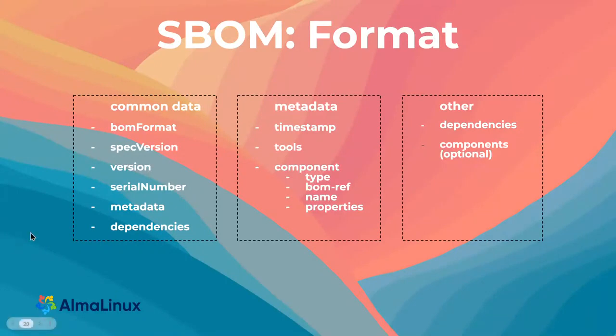So we have common data in every SBOM record, SBOM document. So the format, the spec version, the version itself, because you can update your SBOM documents for a piece of software. The serial number, which is unique, a metadata block, which I'm going to explain here, and the dependencies block.